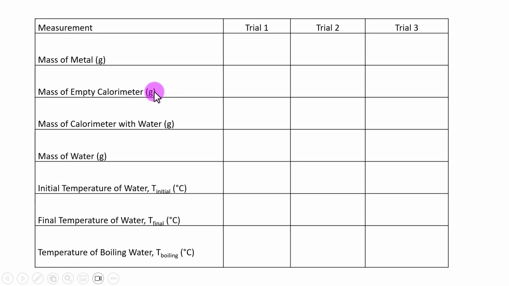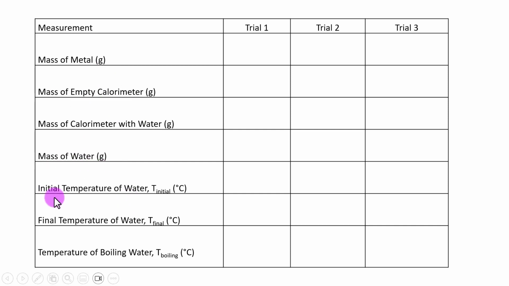There's a picture of an empty calorimeter cup, which is really a styrofoam cup with a lid. That will be the same for all three trials. And a mass of the calorimeter with water. That will also be the same for all three trials. The mass of water then is going to be the difference of these two. Obviously you have calorimeter plus water, calorimeter alone. The mass of water then is the difference.